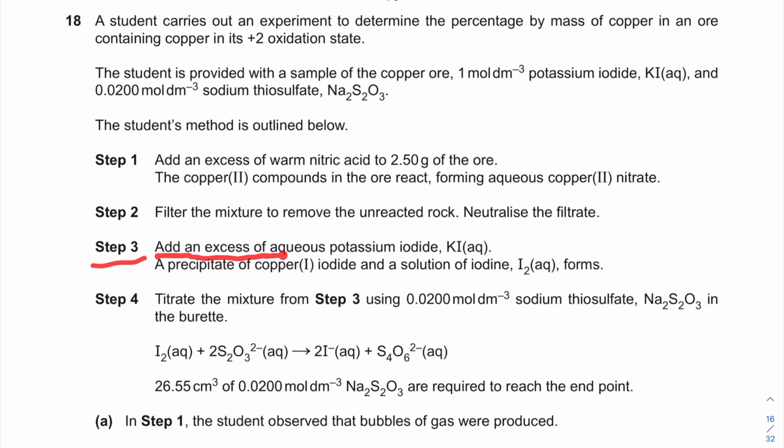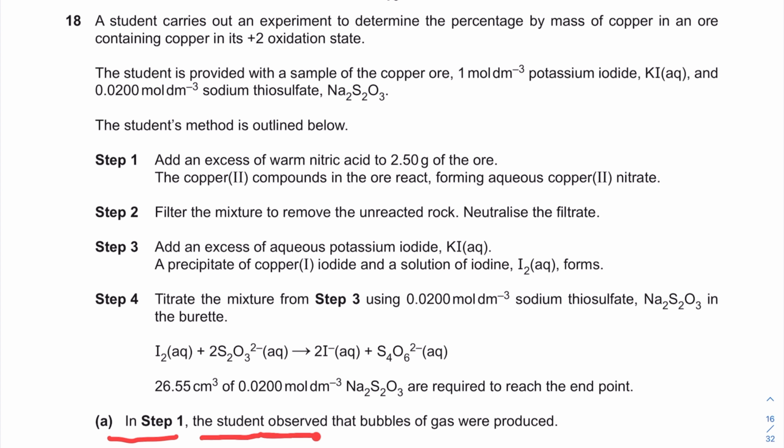Step 3. Add an excess of aqueous potassium iodide, KI(aq). A precipitate of copper(I) iodide and a solution of iodine, I2(aq), forms. Step 4. Titrate the mixture from step 3 using 0.02 mol per dm³ sodium thiosulfate in the burette. We've got the equations here for the reactions. 26.55 cm³ of 0.02 mol per dm³ sodium thiosulfate are required to reach the end point.